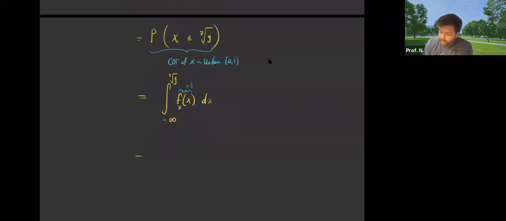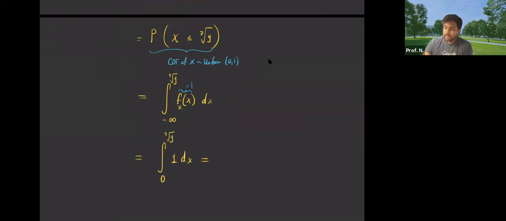And now, of course, this x value, this upper bound, comes from this guy. So this is the cube root of y. And again, this negative infinity becomes 0 because the uniform distribution only goes from 0 to 1. So this is the integral from 0 to the cube root of y of 1 dx.